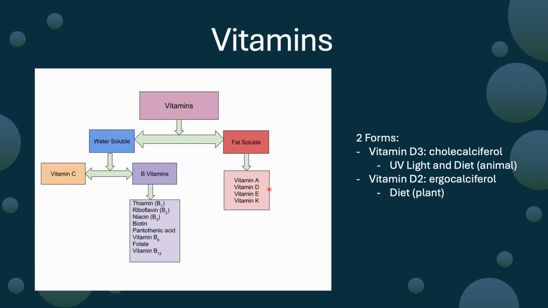Now, focusing just on vitamin D, we have two major forms, vitamin D3, which is really the focus of this video, and vitamin D2. Vitamin D3, also known as cholecalciferol, we typically get from UV light and diet, primarily animal sources, and vitamin D2, or ergocalciferol, is primarily obtained through plant sources. Now, as we'll see in just a moment, vitamin D is essential for maintaining bone health, as well as immune function and overall cell growth regulation.